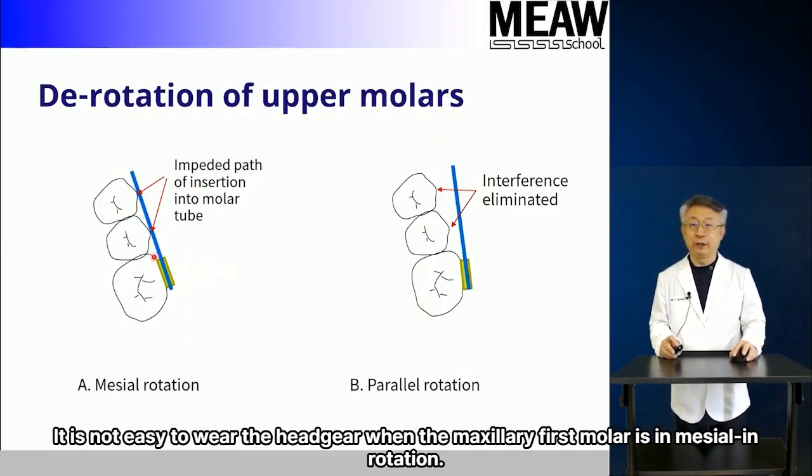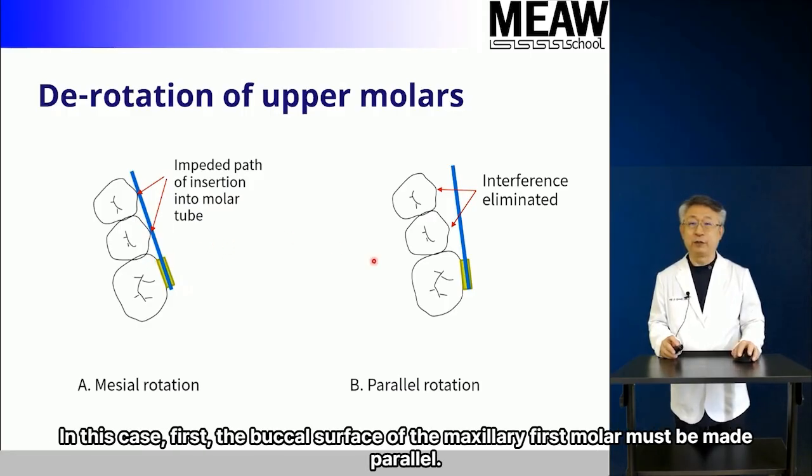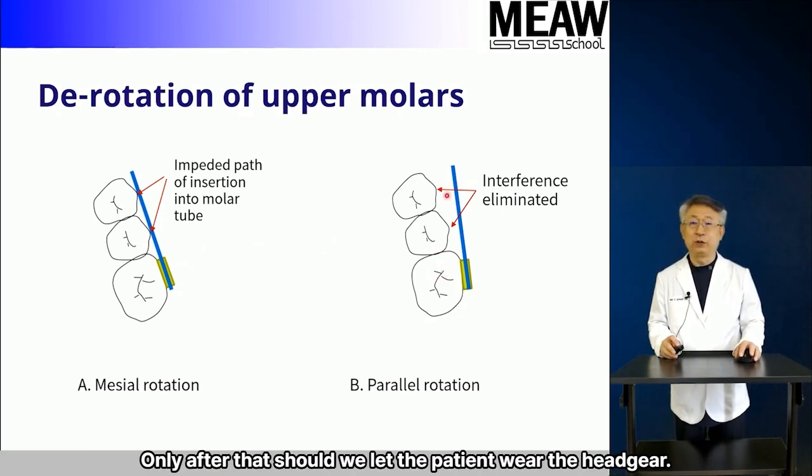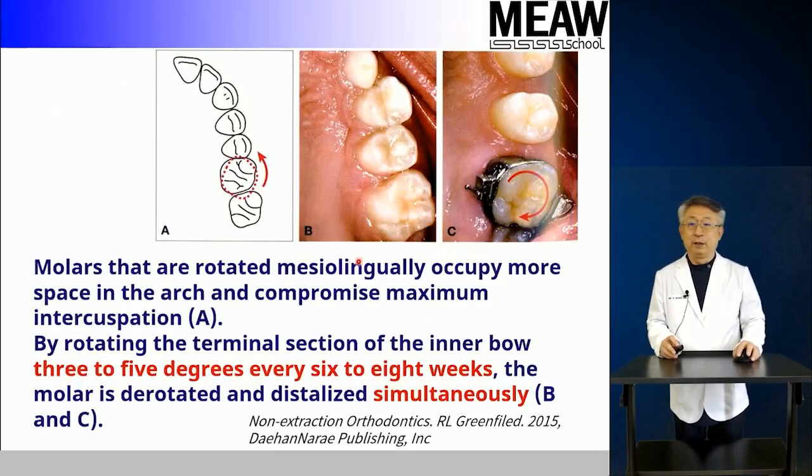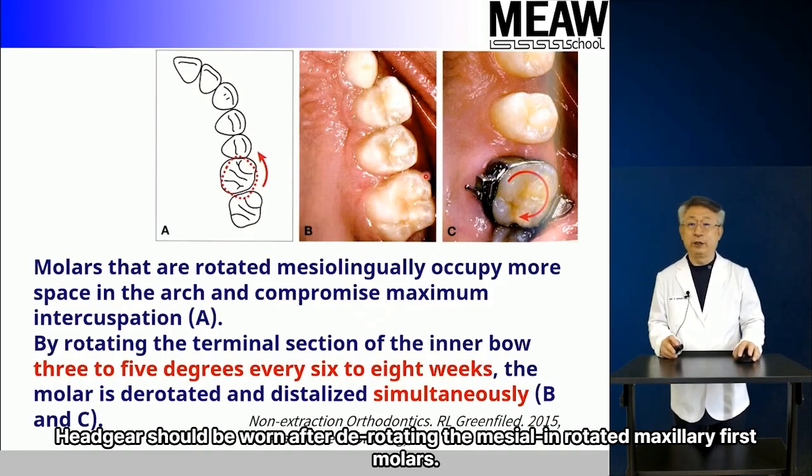It is not easy to wear the headgear when the maxillary first molar is in mesial in rotation. In this case, first, the buccal surface of the maxillary first molar must be made parallel. Only after that should we let the patient wear the headgear. Headgear should be worn after derotating the mesial in rotated maxillary first molars.